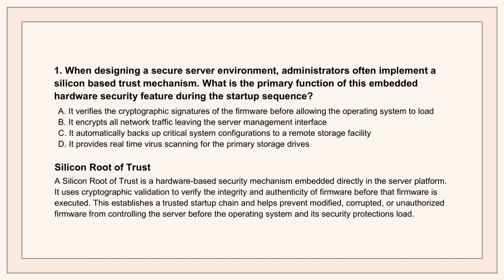Question 1. When designing a secure server environment, administrators often implement a silicon-based trust mechanism. What is the primary function of this embedded hardware security feature during the startup sequence? The correct answer is A. A silicon-based root of trust establishes a secure foundation for the server boot process. It cryptographically verifies firmware components before they are executed, preventing modified or unauthorized firmware from continuing the startup sequence and loading the operating system.